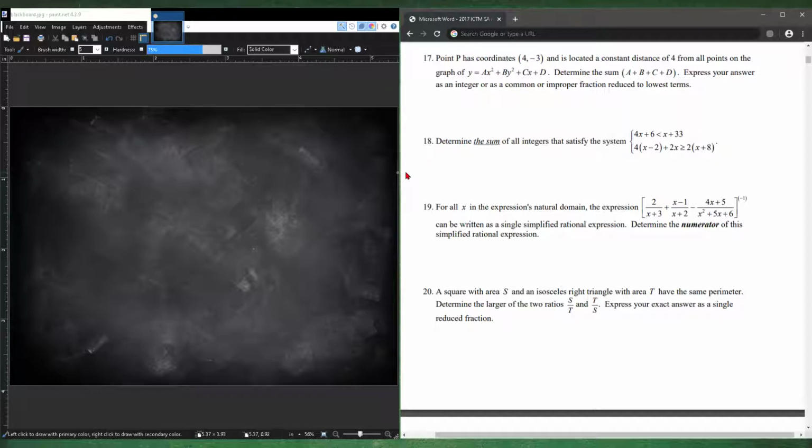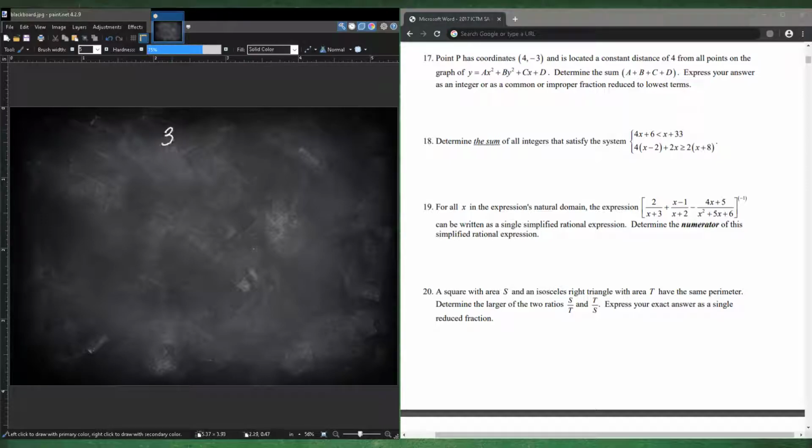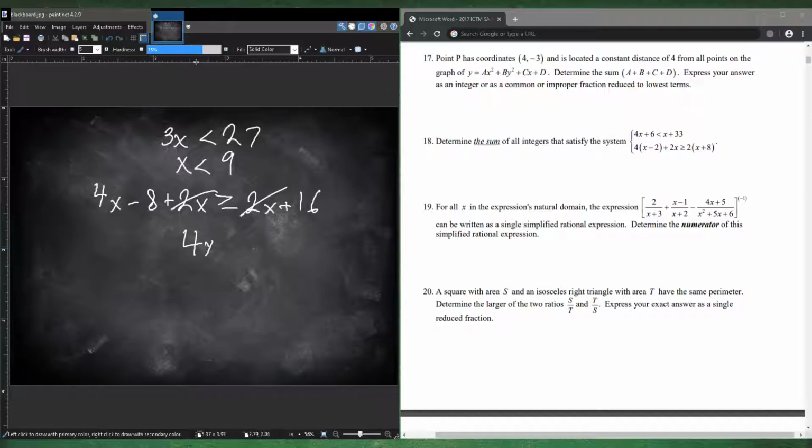Number 18, determine the sum of all integers that satisfy the system. Okay, so let's do the first one first. So 4x minus x is just 3x, less than 33 minus 6, which is 27. So that means x is less than 9. Okay, pretty simple. Next one, let's distribute that out. So that's 4x - 8 + 2x is greater than or equal to 2x + 16. Okay, so we see a 2x and 2x here, so let's cancel that out. So 4x is greater than or equal to, add the 8 to the other side, so that's 24. So x is greater than or equal to 6.